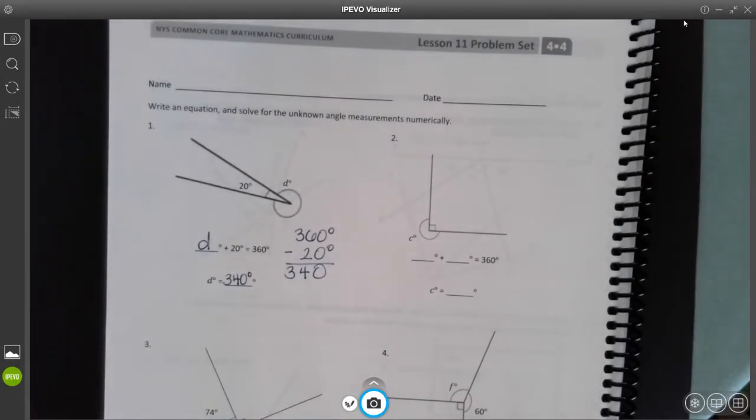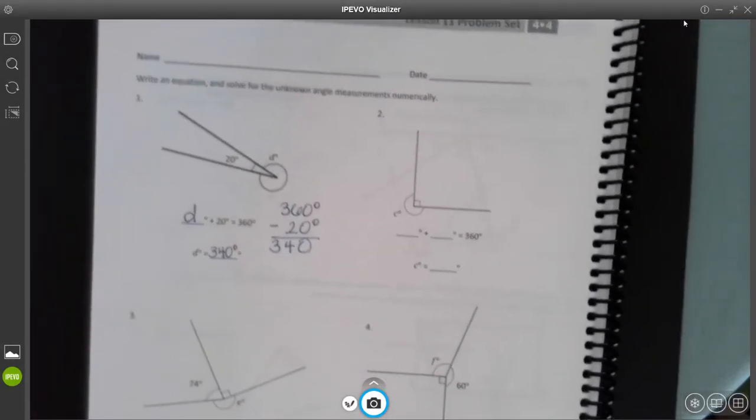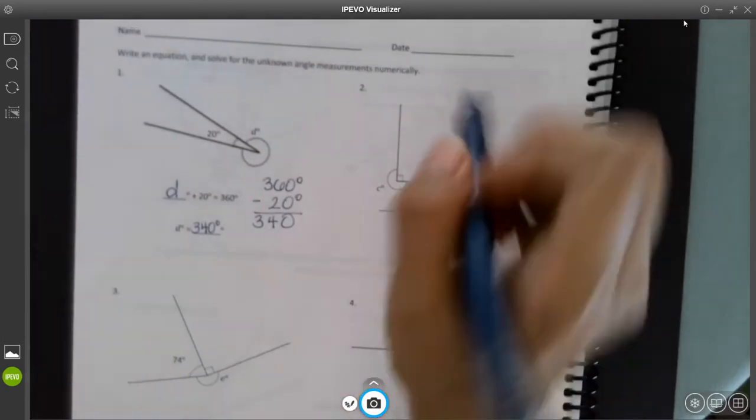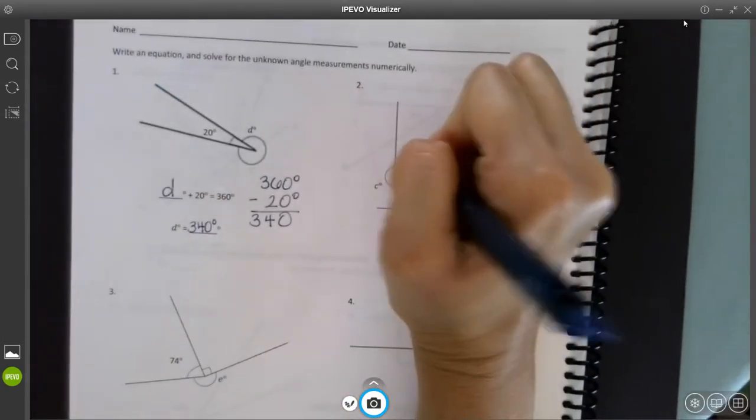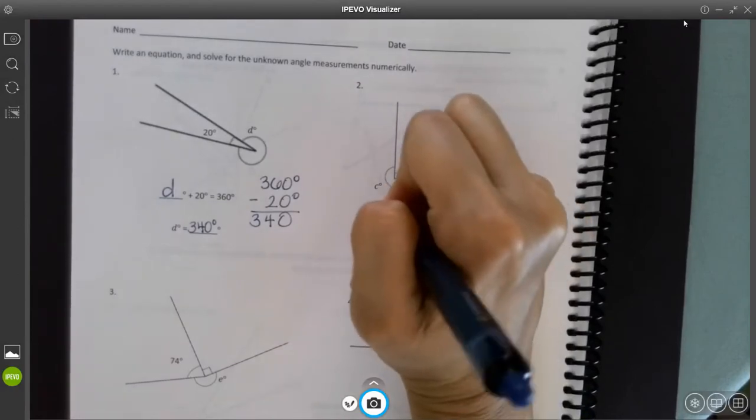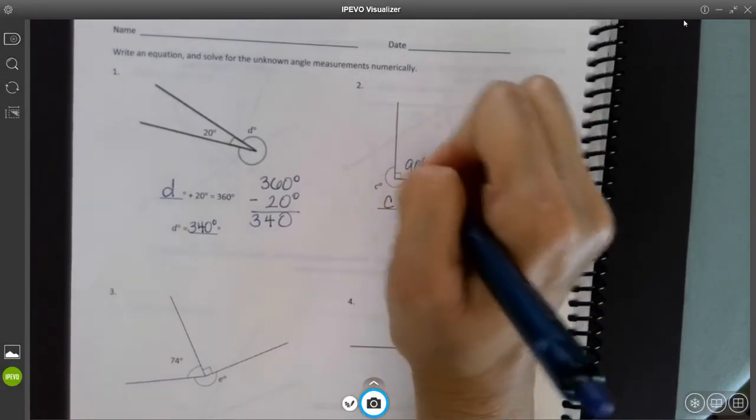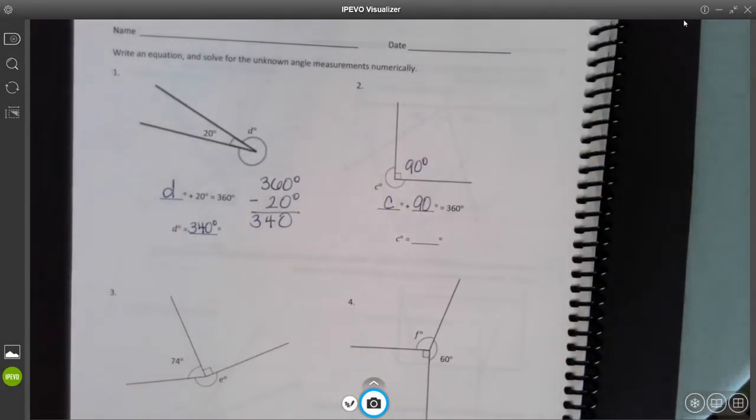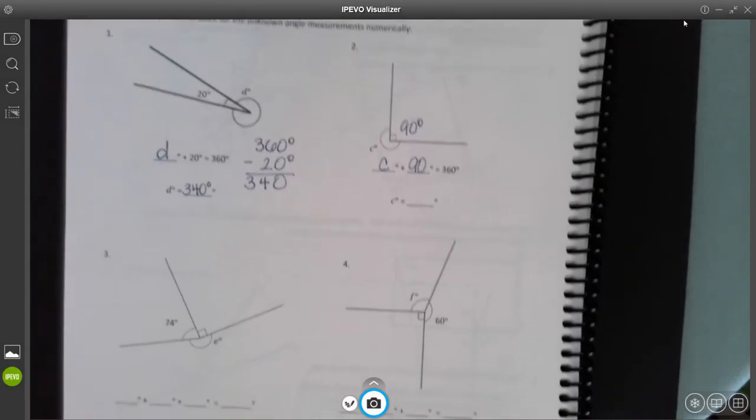All right. For number 2, I'm going to let you go on your own. We know that this is going to be 90 degrees. So you can go ahead and write C plus 90. I'll let you go ahead and do that on your own.